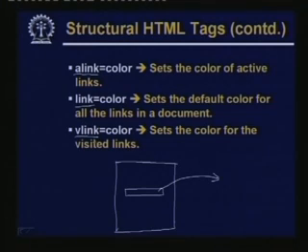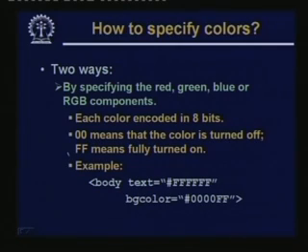This is the link. And V link says the links which you have already clicked or visited, normally they are shown by a different color, so that you remember that these are the links I have already clicked. That color also you can specify. So, in general you can specify these three colors as different. One is active link, one is the normal displayable link, and the other is the visited link. The next question is, how do I specify colors?